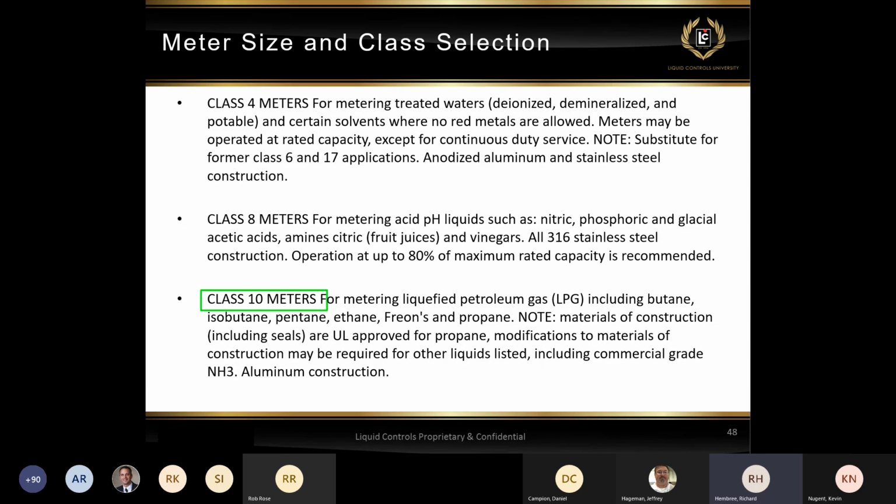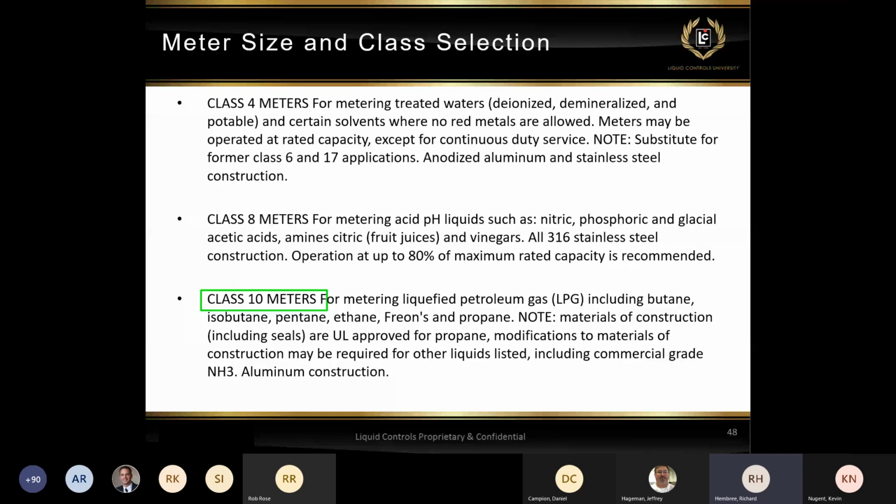The class 10 meter for your LPG, liquefied petroleum gases: butane, pentane, ethane, propane. The materials of construction, including the seals, are UL approved for propane. Modifications to the materials of construction may be required for other liquids, including commercial grade anhydrous ammonia, aluminum construction. So this class 10 is rated at 350 PSI.